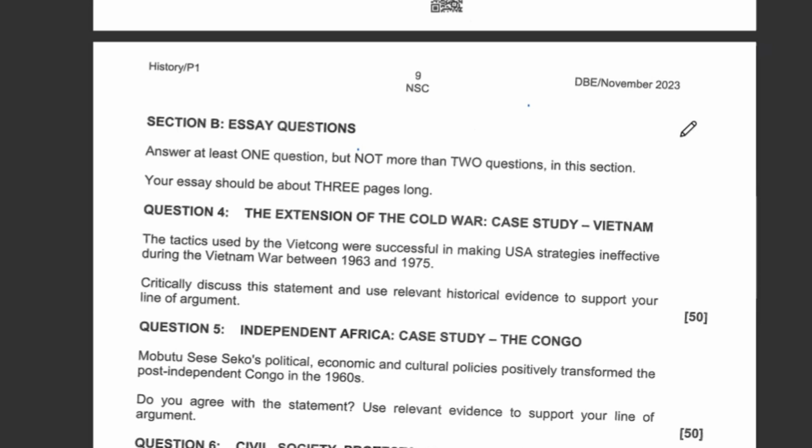Right, what we need to do here is critically discuss the fact that the tactics used by the Viet Cong were successful in making USA strategies ineffective. We know well from the results of the Vietnam War that America ultimately was forced to withdraw from that war. So it's clear that whatever strategy was used by the Viet Cong was successful, because at the end of the war, it was the Viet Cong that won that particular war.